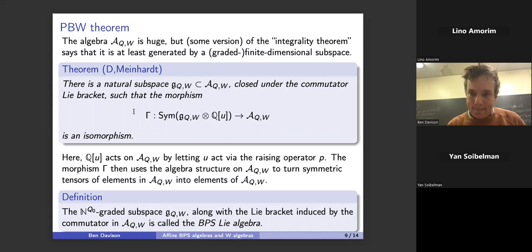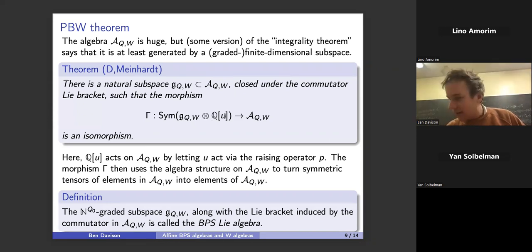Ben, I somehow maybe missed. You're talking about in general, yeah? So this gamma is an isomorphism of what? Yes, it's an isomorphism of graded vector spaces. Okay, not as algebras, just in case.